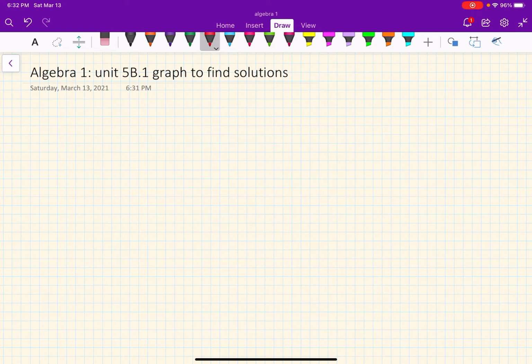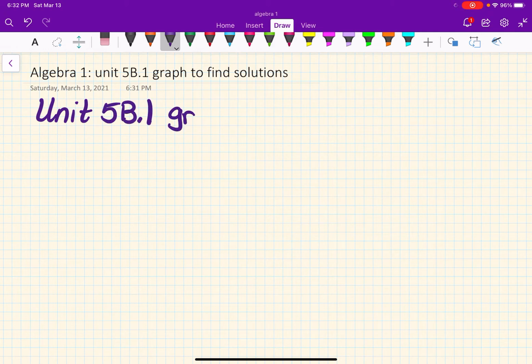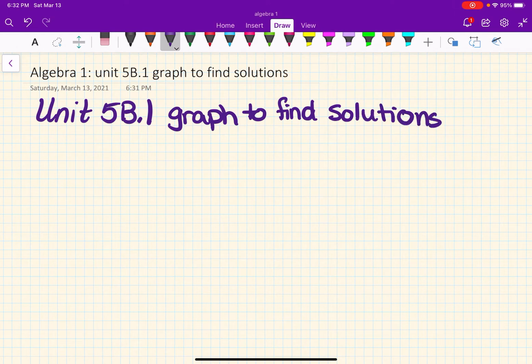Okay, we're going to do Unit 5B, and this is the first section. Now this whole unit is all about finding solutions and how there's lots of different ways to find solutions, and we're still dealing with parabolas, so that's why it's the second part of Chapter 5. So 5A was how to draw and how to factor, and now we're going to talk about how to find solutions when we're dealing with parabolas.